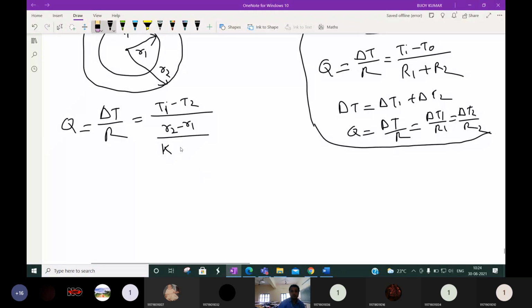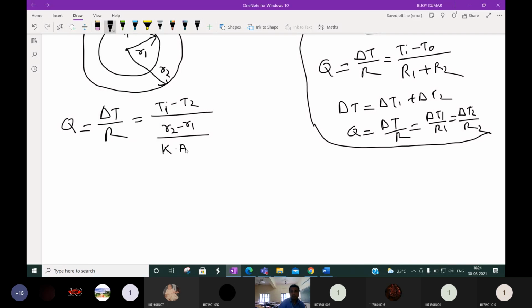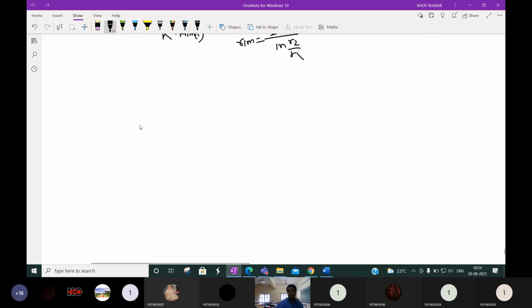Into ALM. Let me write ALM only. ALM1 will be nothing but 2 pi RLM L, where RLM is R2 minus R1 by ln of R2 by R1. This is for a single wall. Suppose a composite wall will be there.